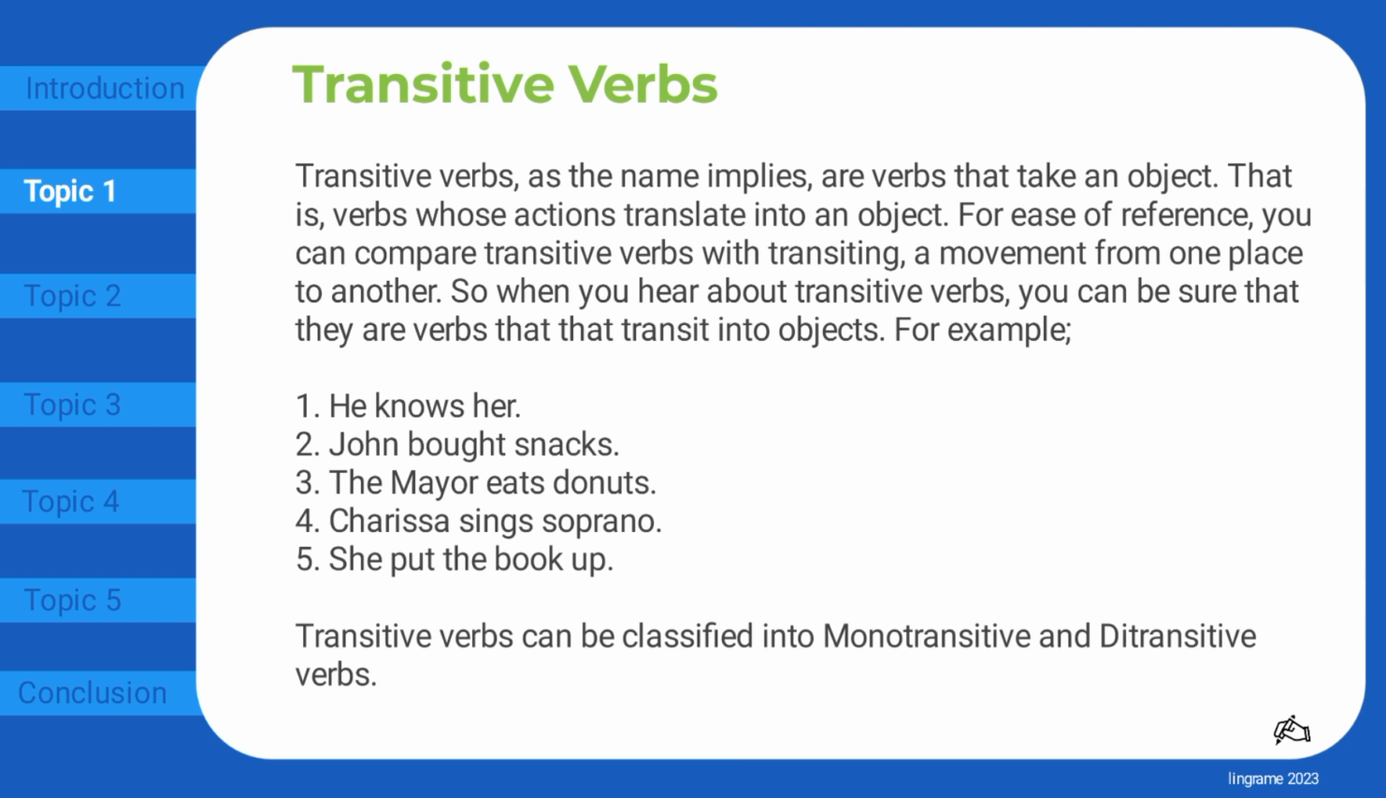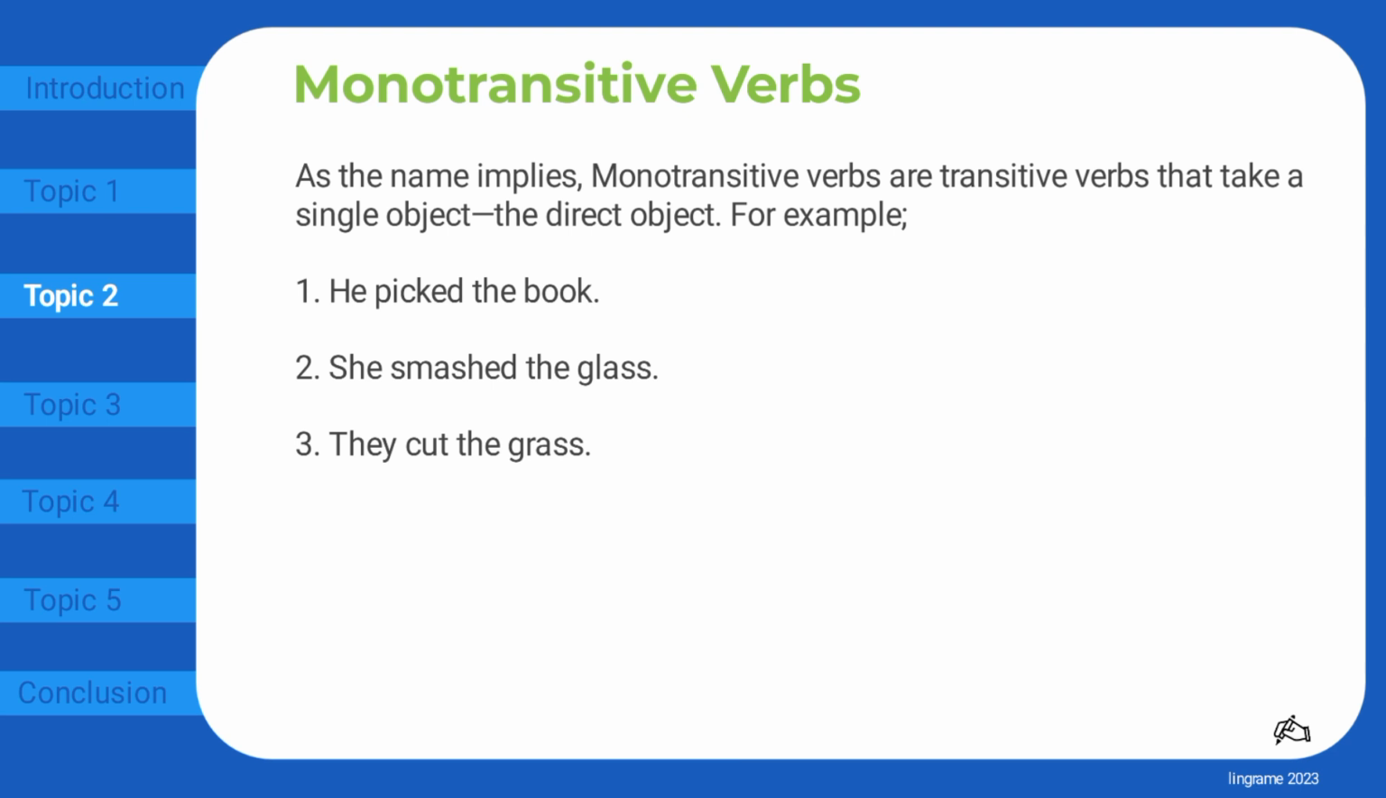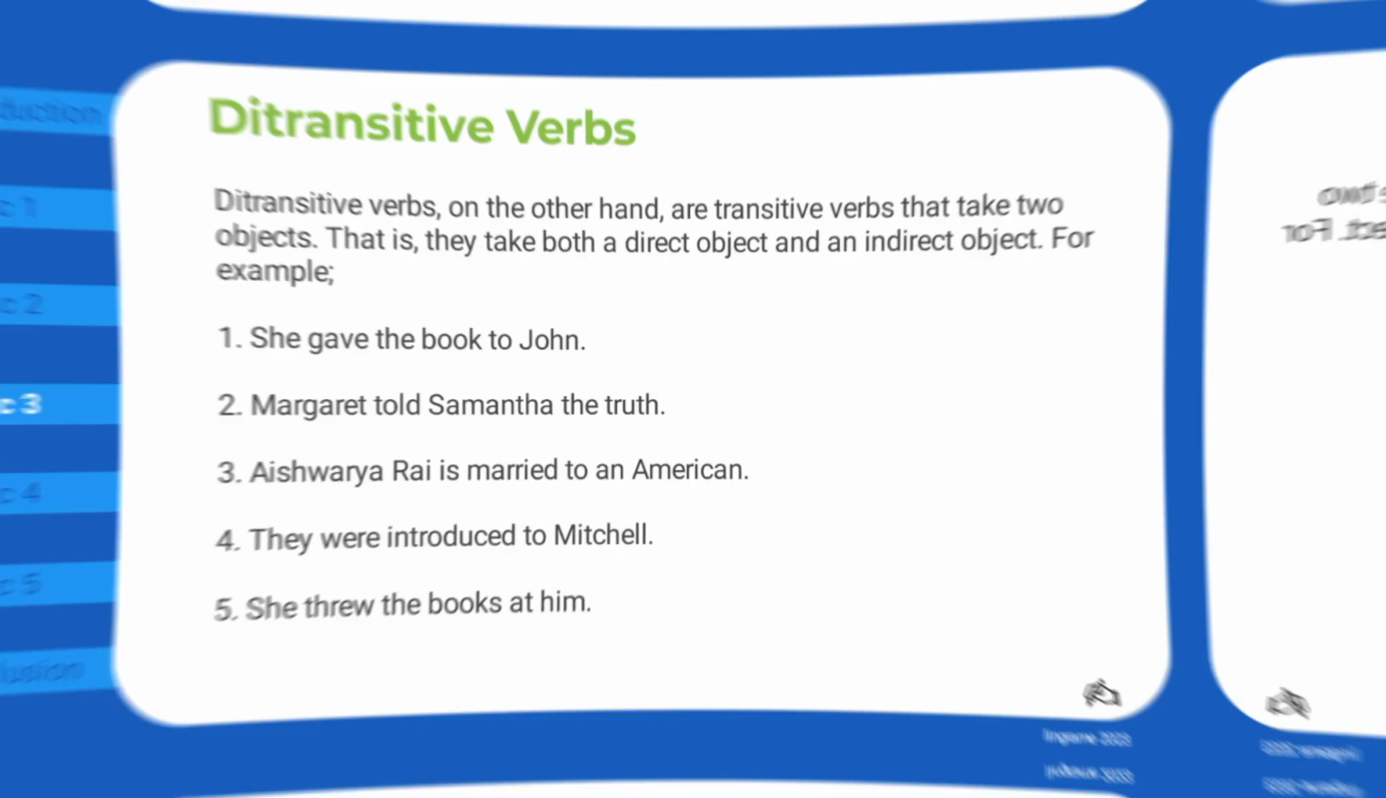Transitive verbs can be classified into monotransitive and ditransitive verbs. Monotransitive verbs. As the name implies, monotransitive verbs are transitive verbs that take a single object, the direct object. For example, he picked the book. She smashed the glass. They cut the grass.